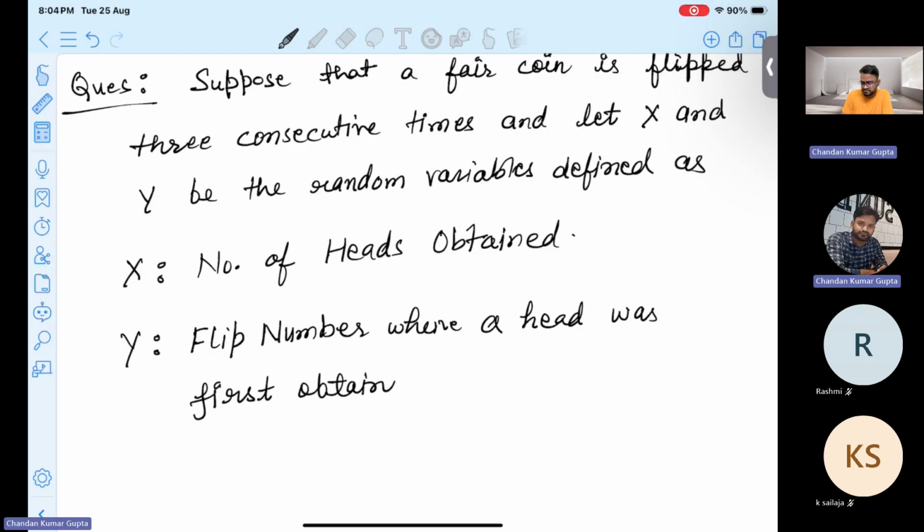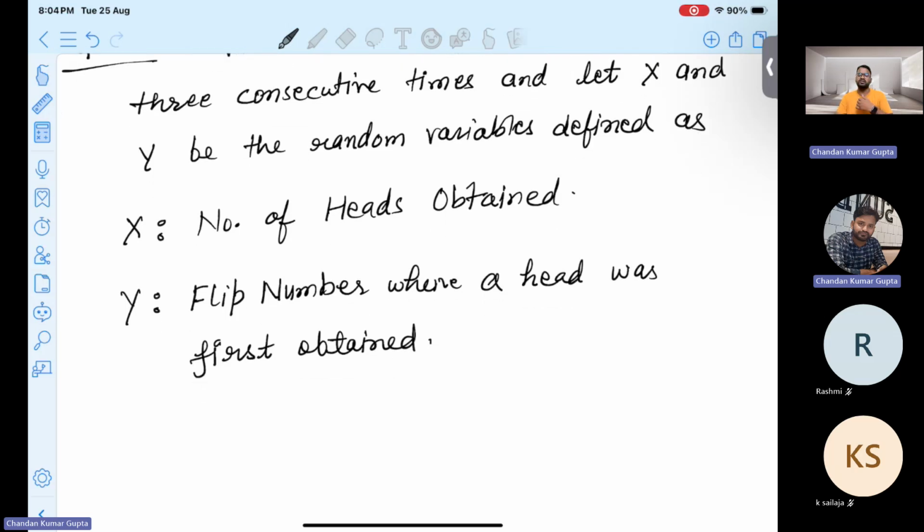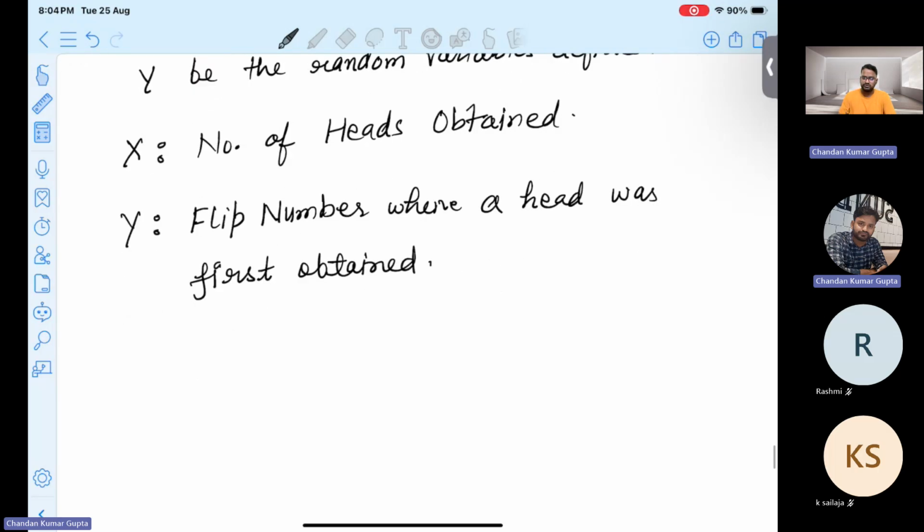Okay. So the first time when the head was obtained, that flip number is the Y variable. Now, if there is no head at all, then we can define Y equal to 0. Suppose we get tail, tail, tail, then in that case Y equals 0.